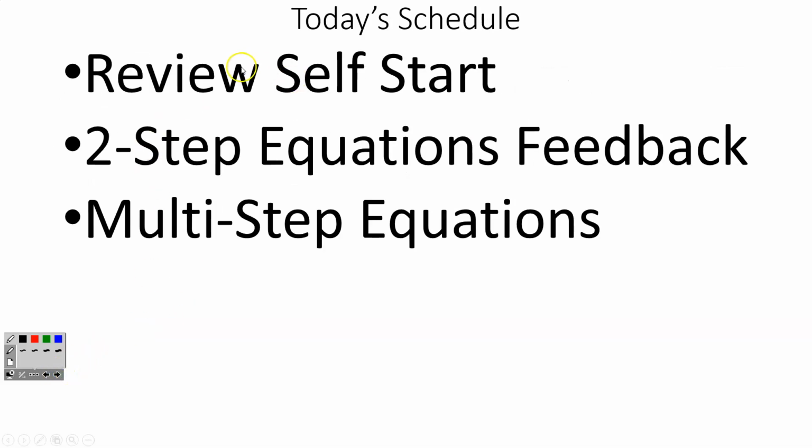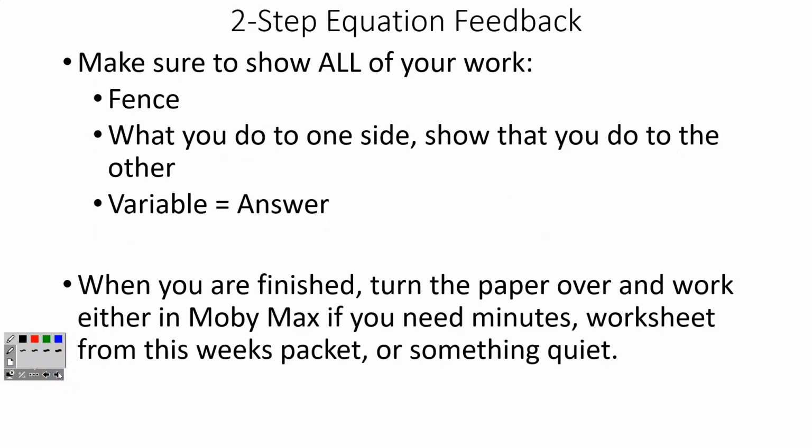For today, we've reviewed the self-start. Students in class are doing a feedback. Again, those of you at home, I will have you do both feedbacks on Friday if you're not going to be here. And then today we're doing multi-step equations. We've been doing two-step equations, so now we're moving into multi-step. Same process, draw your fence. What you do to one side, you do to the other. Make sure to list your answers. Your variable equals your answer.